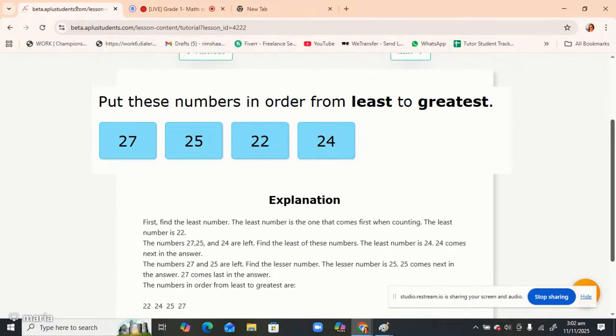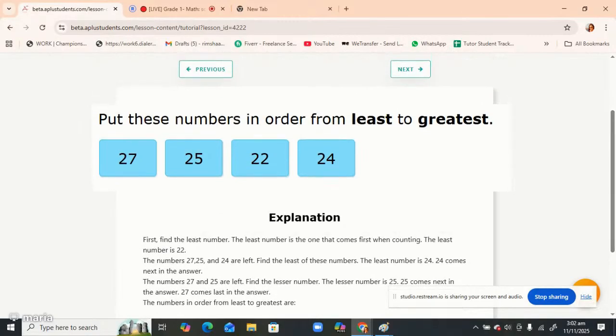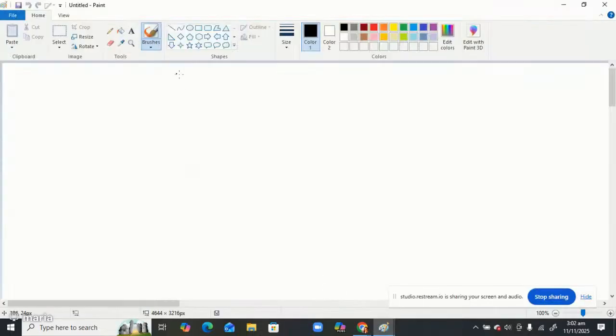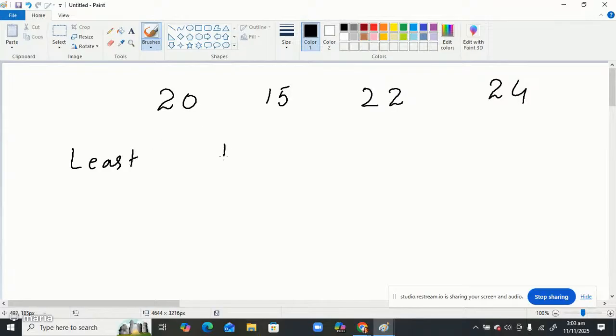So let's start. For example, here are some numbers. I'm going to write them here: 20, then 15, then 22, and here is 24. They are saying that you just need to write all these numbers from least to greatest.